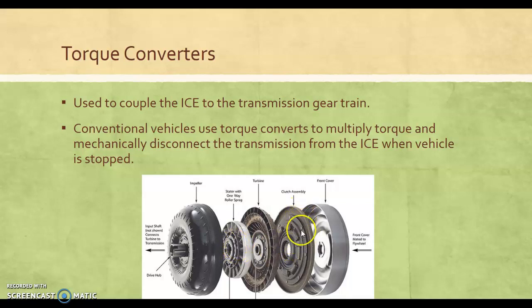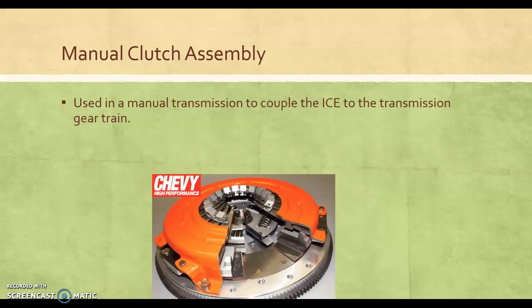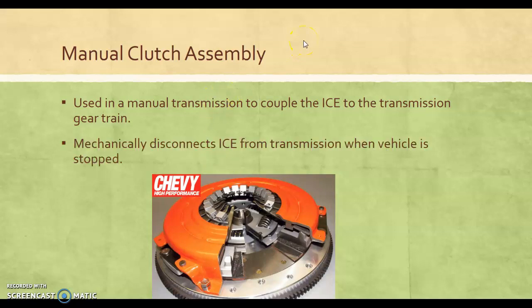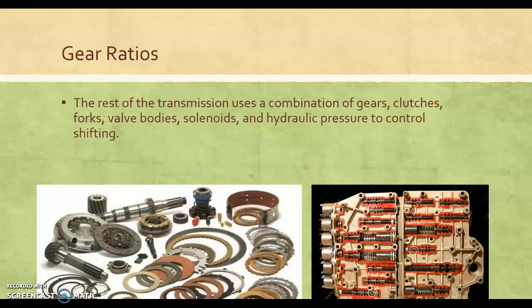There is a torque converter clutch right here to lock the whole converter up to 1-to-1 for highway, higher speed cruising kind of stuff. And in the manual transmission, we use, of course, the clutch and pressure plate assembly that is pictured. When you push in your clutch pedal, you're pushing this diaphragm, which is disengaging the clutch disc between the pressure plate and the flywheel. So that's the manual system, but it mechanically disconnects the ICE from the transmission when the vehicle is stopped.